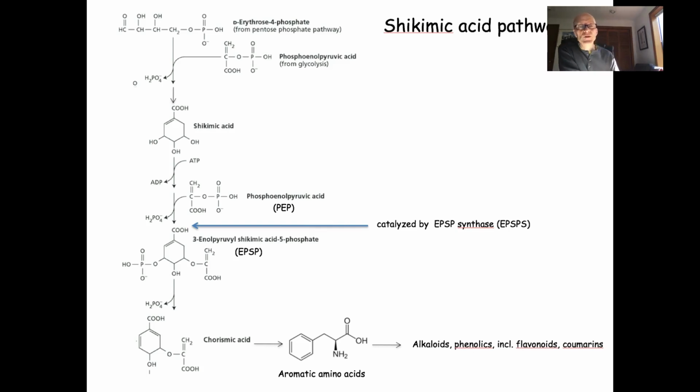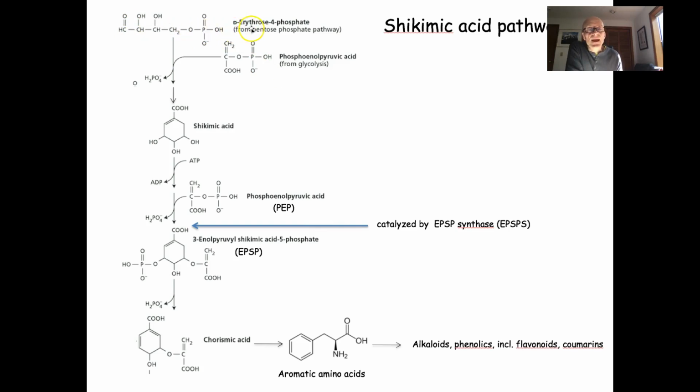There are some interesting parts of that pathway. I'll point a few out as I walk you through this. Look at the end first. So from this pathway, we will have end products such as alkaloids, phenolics, including the flavonoids and coumarins. And all that is possible because we're producing, through this shikimic acid pathway, aromatic amino acids. Right? So these aromatic amino acids are the ones that then give rise to the alkaloids and the phenolics and so forth. All right, let's see how it's made.